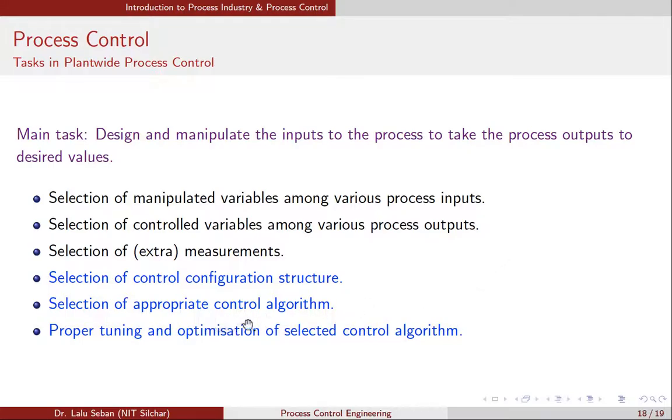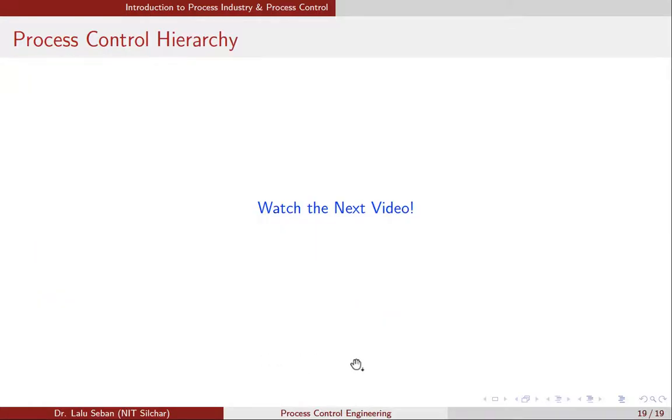Then the selection of an appropriate control algorithm, like on-off, PI, PID, MPC, etc. Once we choose the control algorithm, we have to optimize and tune it to the best value. That is also a task. In the next video, we will be discussing the process control hierarchy.